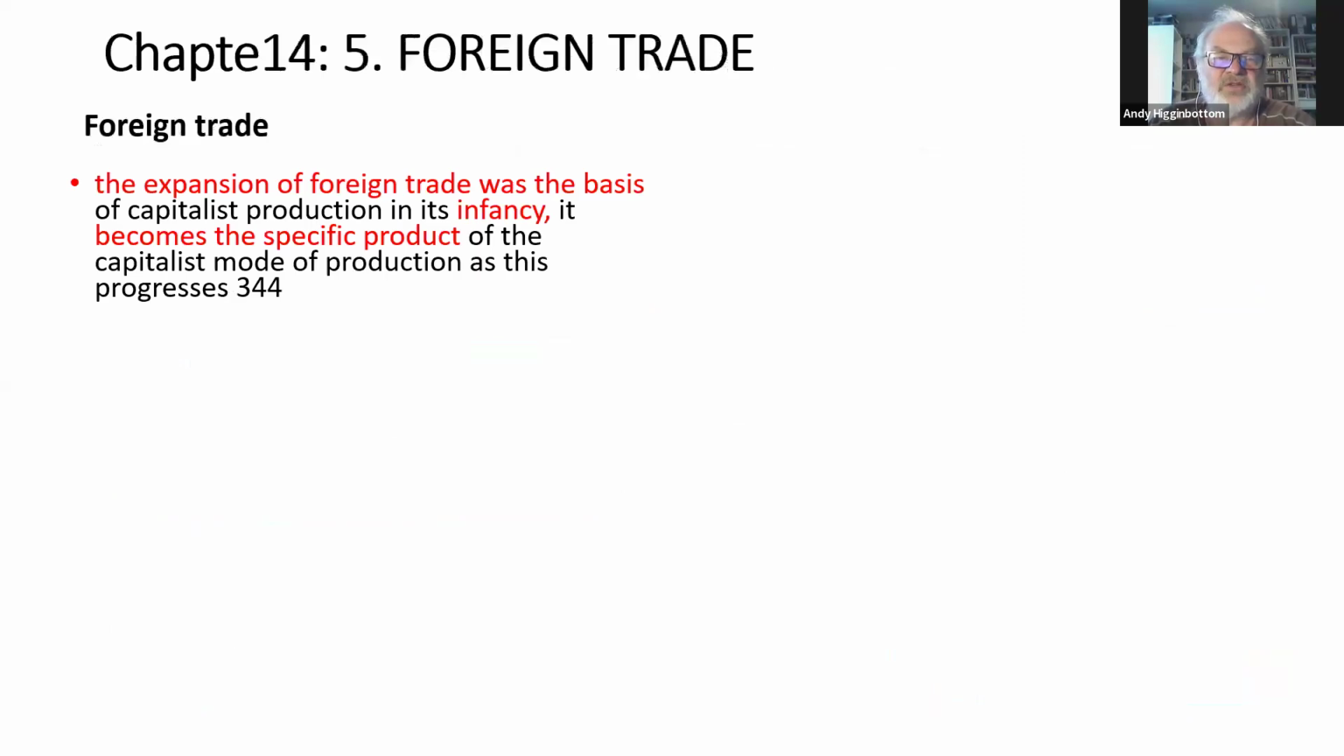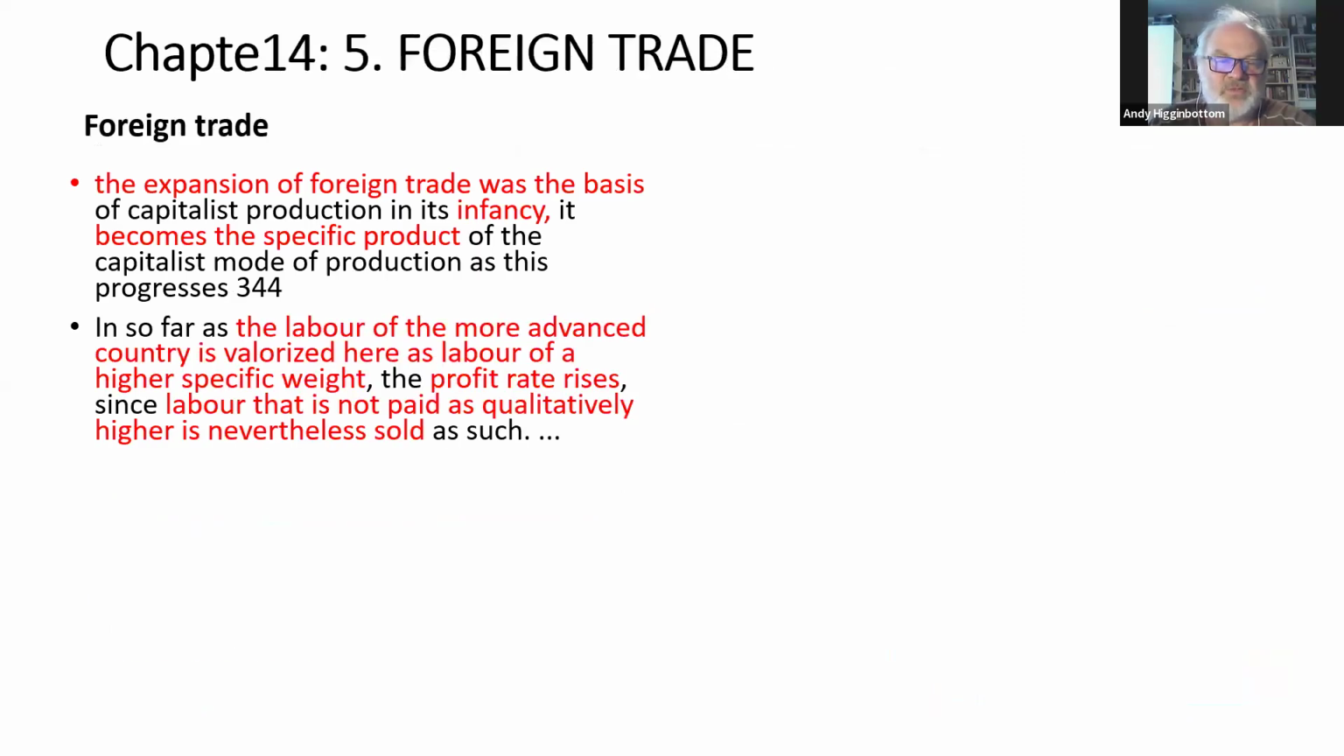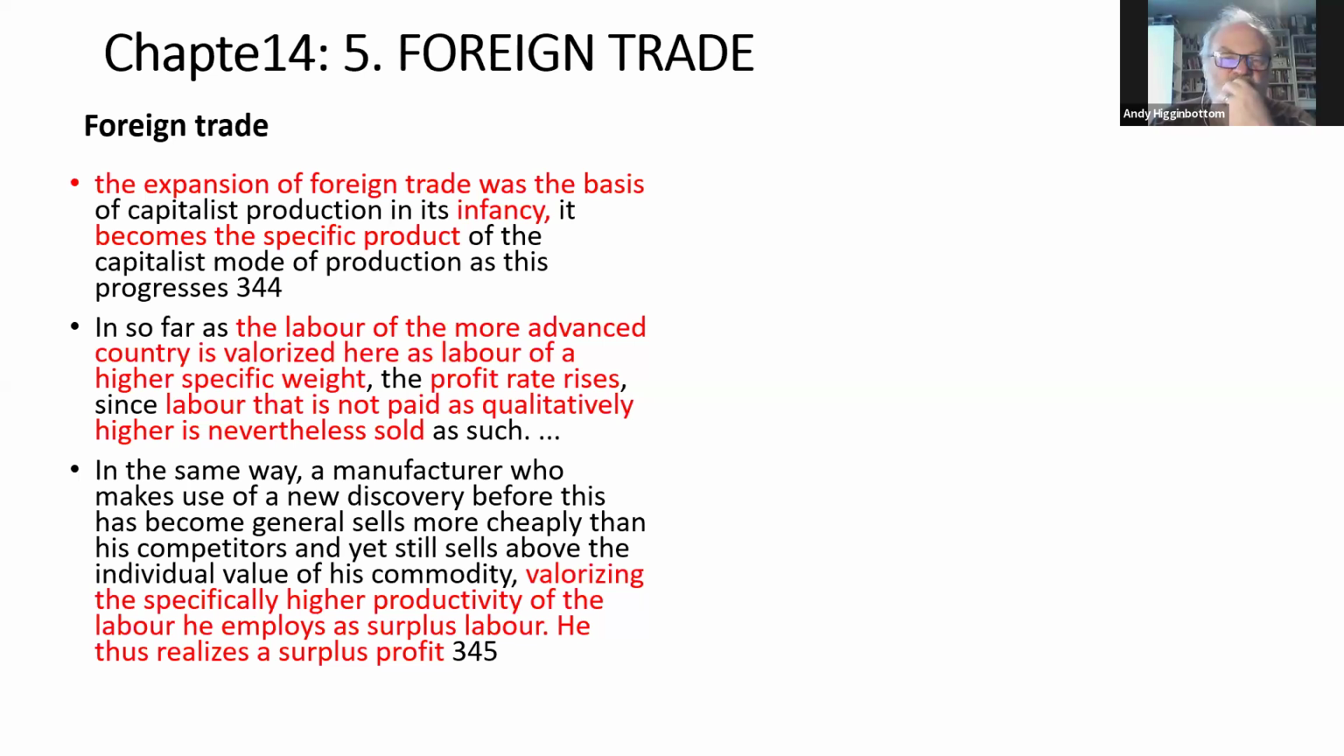Now, this is the one which does connect Marx's argument as he presents it here more directly with building a theory of imperialism. These are two points in one paragraph, and they're both very big points. They're sort of put together. First of all, there's the expansion of foreign trade. This is a specific product. He's thinking of cotton basically, a specific product of the capitalist mode of production. England is exporting a load of clothes, yarn, etc.